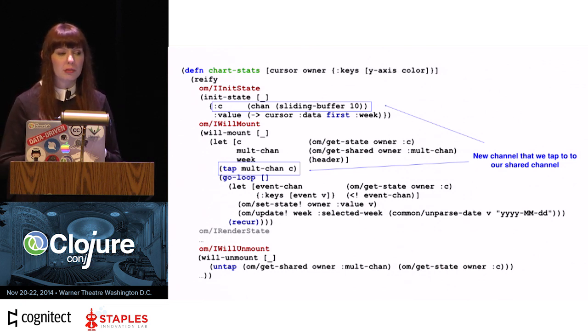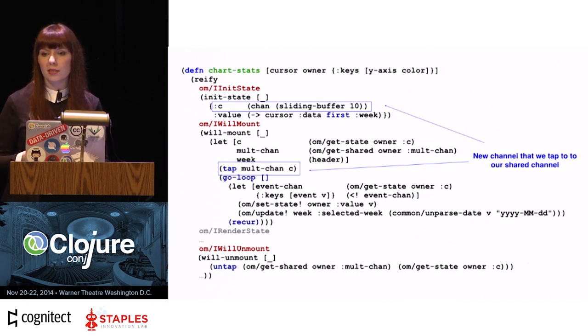The thing to remember about tap is that each tap must accept before the next item is distributed. So if a tap is slow, it will actually block the mult from processing the next item. So it's good to remember that you should always use buffering channels if you think that one of the taps might be slow. Another thing you should remember is that you should untap your components and close the channels if you don't need them. You can do so in will-unmount.